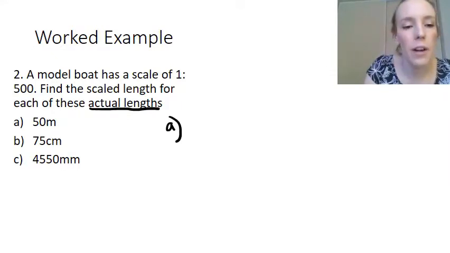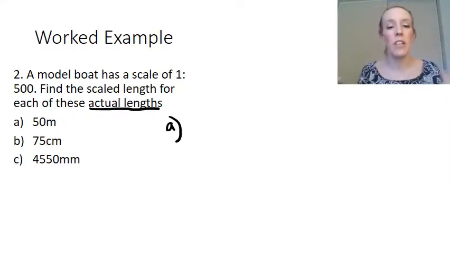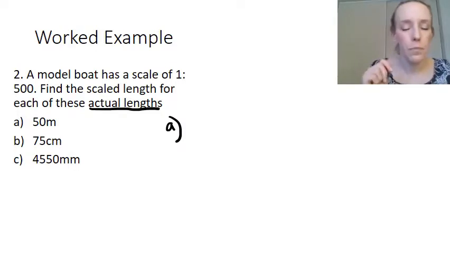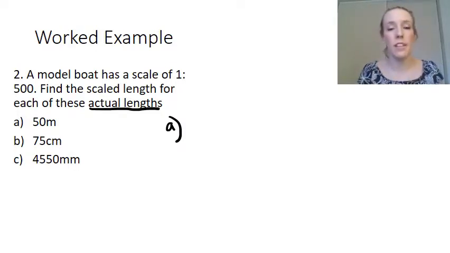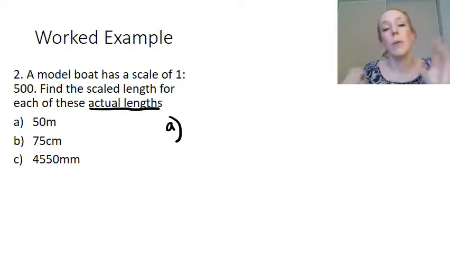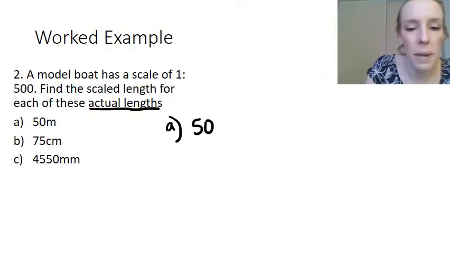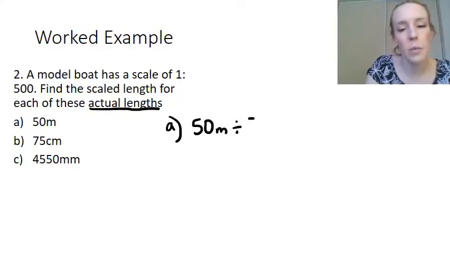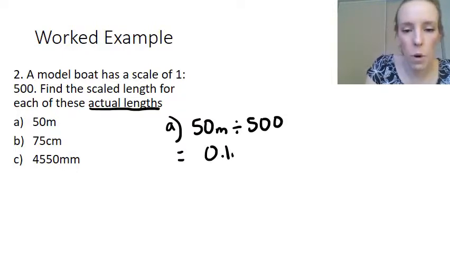So for the first one, it's 50 meters in real life. What is that going to be on the boat? I mean on the model. So 50 meters on the boat, what is that on the model? So the scale factor of 1:500. So we're going from the actual to the scale, so we have to divide. So we're going to do 50 meters divided by our scale factor, which is 500. So 50 divided by 500 will give us 0.1 meters.